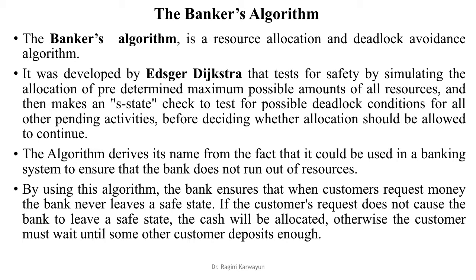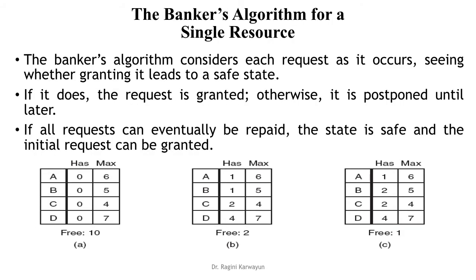We will have two versions: Banker's algorithm for a single resource, and then another one, Banker's algorithm for multiple resources. So for a single resource, it considers each request as it occurs, seeing whether granting it leads to a safe state or not. If it does, the request is granted, otherwise it is postponed until later. If all requests can eventually be repaid, then the system is safe and the initial request can be granted.